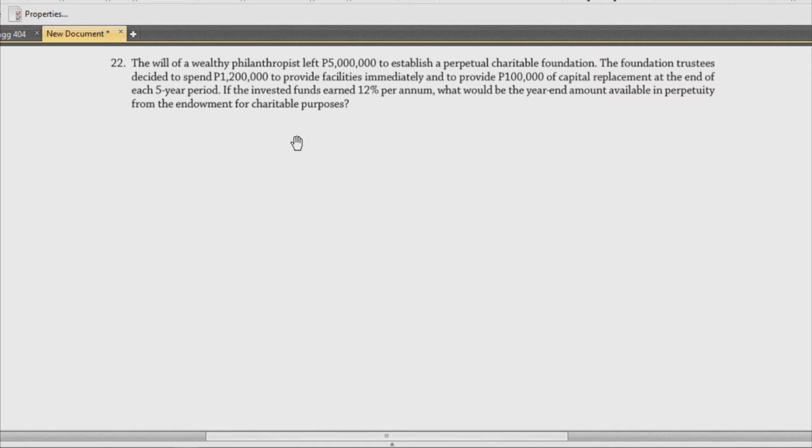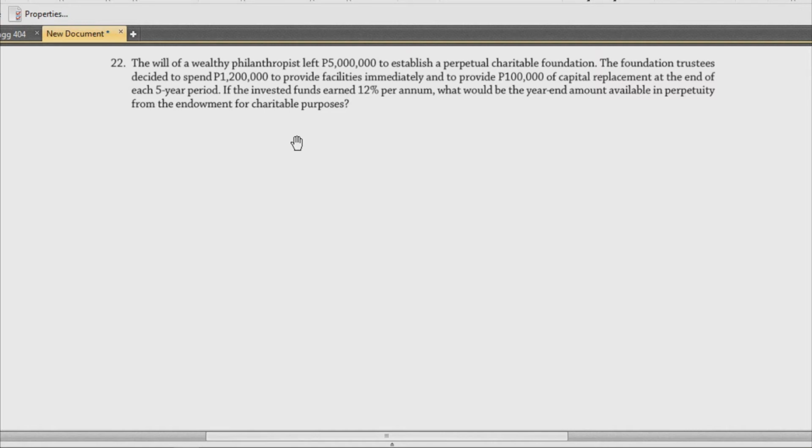So, yung mga trustees na yun, they decided to spend yung 1.2 million na from the 5 million, no, to provide yung facilities, and then you provide na 100,000 capital replacement at the end of each 5-year period. So, parang merong first cost tayo, which is yung 1.2 million, okay? Agarang yung gastos. And then yung 100,000 is parang perpetual maintenance or operational cost na charge natin sa every 5 years. So, yun yung K natin would be equal to 5.